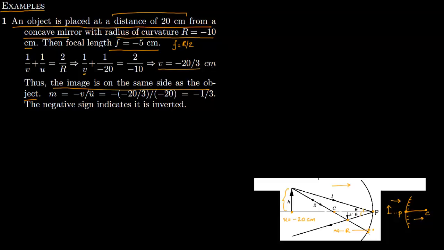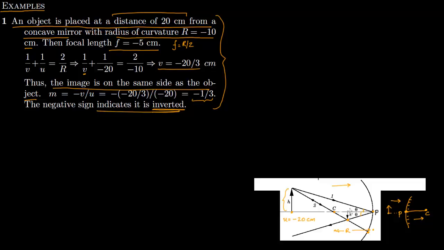Magnification we defined as minus v over u. We have found v as minus 20 by 3. So plug it in, you get minus 1 by 3. The negative sign indicates that it is inverted. You can either solve this numerically without worrying about the figure, or you can draw the figure and see. In the figure you can see that if the arrow is facing upwards, the image h prime is facing downwards. So the negative sign here shows that the image would be inverted.